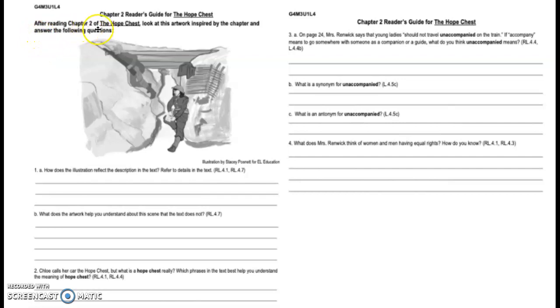After reading Chapter 2 of the Hope Chest, look at this artwork inspired by the chapter and answer the following questions. Yesterday, we worked really hard on synonyms and antonyms, and we read Chapter 2. If you have not done yesterday's lesson, please stop the video and go do yesterday's lesson. You cannot do today's lesson without doing yesterday's. All right. Let's go ahead and continue.